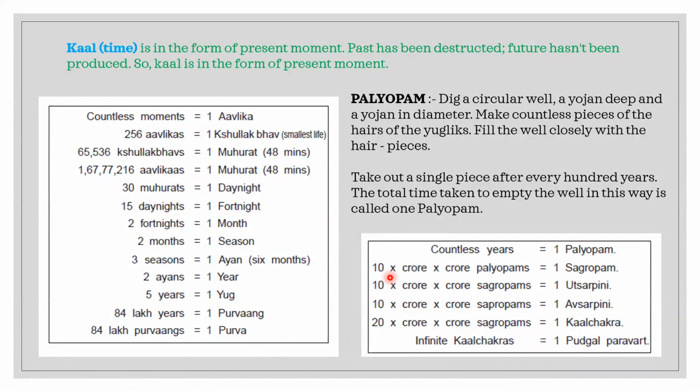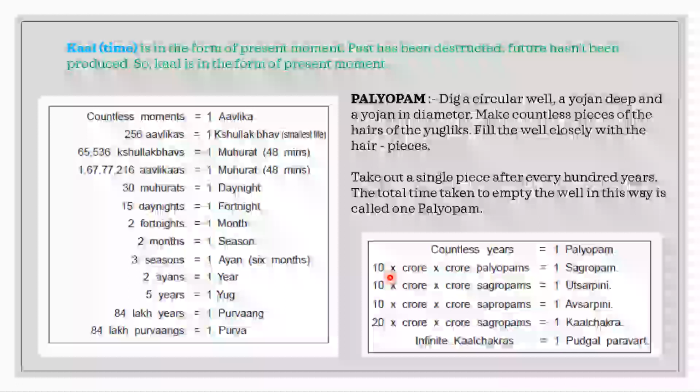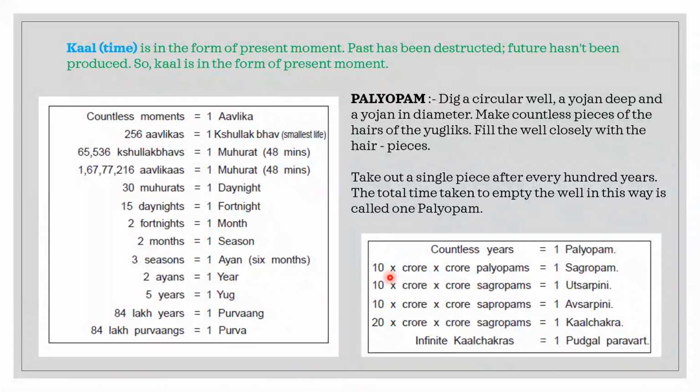Countless samay is known as one avalika, and 256 avalika is known as one shulak bhav. This one shulak bhav is the lifespan of the smallest jeev, that is nigod. So nigod jeev live for the time known as one shulak bhav, that is 256 avalikas. 65,536 shulak bhavs is known as one murat, and we all know one murat as 48 minutes. The time we do the samaik is one murat, that is 48 minutes.